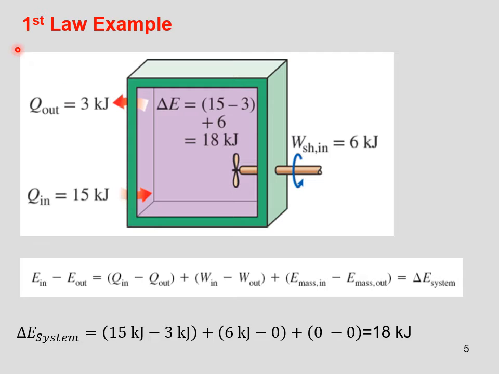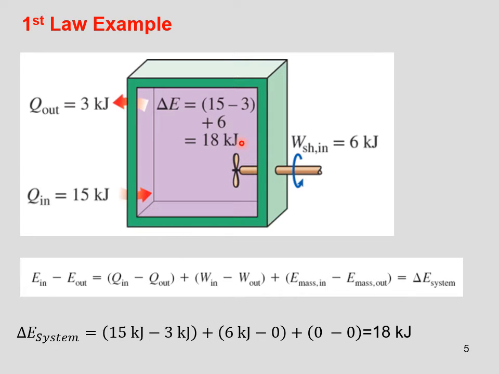So let's look at an example. Let's say our system is the pink area here. We have the boundary around. We have heat flow, 15 kilojoules of heat coming in across the boundary into our system. We have 3 kilojoules coming out of the system, and we have 6 kilojoules of work due to shaft work being done on the system.